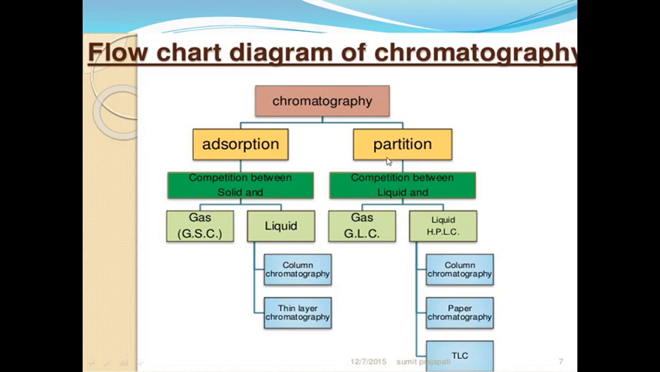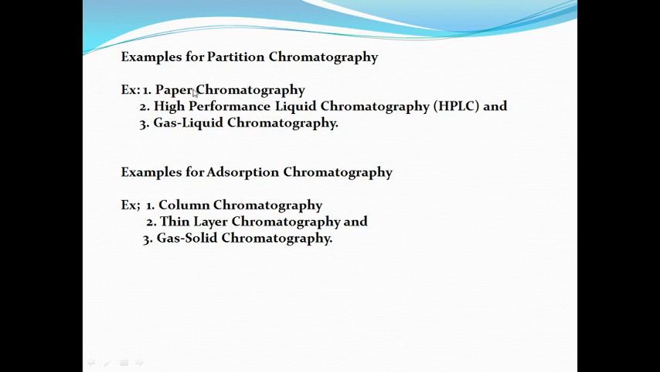Again coming to partition chromatography, when the stationary phase is liquid and the mobile phase is gas, then it is GLC. And if the mobile phase is liquid and the stationary phase is also liquid, then we say liquid chromatography, for that again paper chromatography, and column chromatography may not come under this. Examples for partition chromatography are paper chromatography, HPLC, and gas liquid chromatography, and examples for adsorption chromatography are column, thin layer, and gas solid chromatography.